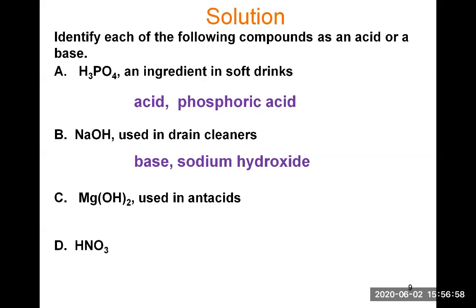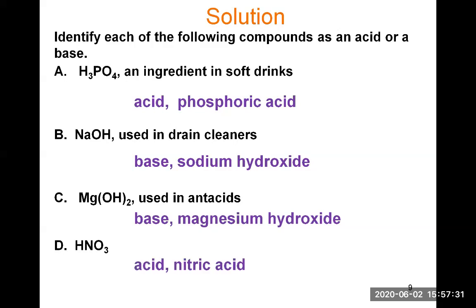Mg(OH)2 is used in antacids. As it says, antacid means the contrary of acid, so it's a base. It's magnesium hydroxide, also containing the hydroxide ion, which makes it a strong base, because the hydroxide ion is a strong base. And then HNO3, is this an acid or a base? That's an acid, it's nitric acid. We know it's an acid because we see hydrogen as the first element in the formula.